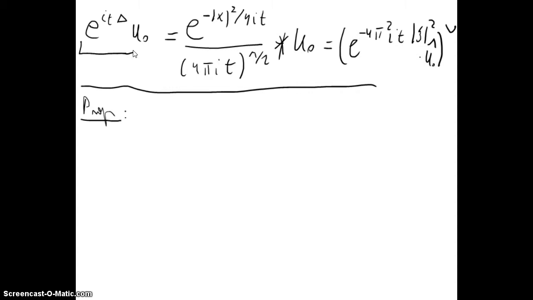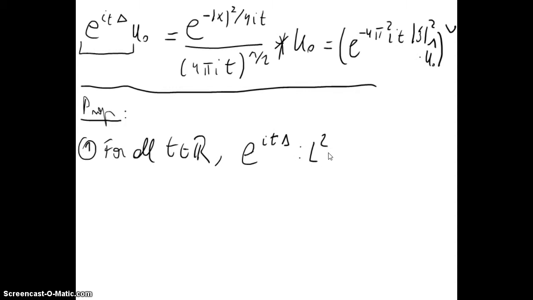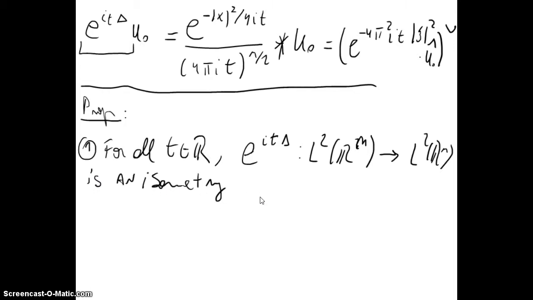or propositions of this function. Let's say, first, for all t a real number, that e to the itΔ, going from L2(Rn) to L2(Rn), is an isometry, which implies that the norm 2 of e^(itΔ) f is equal to the norm 2 of f.